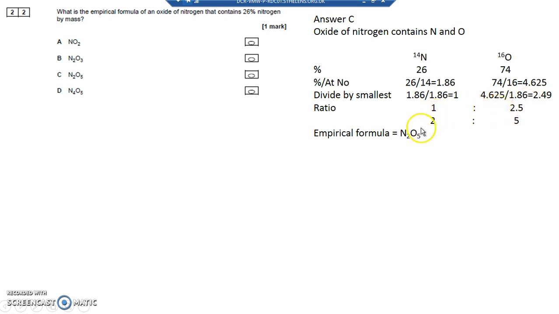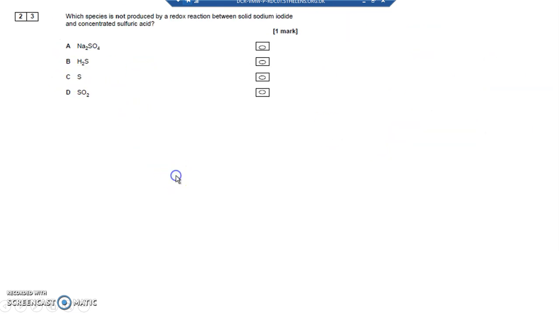The ratio is 1 to 2.5 or 2 to 5, so I've got 2 N's for every 5 O's. N2O5 is the simplest ratio, and my answer is C.